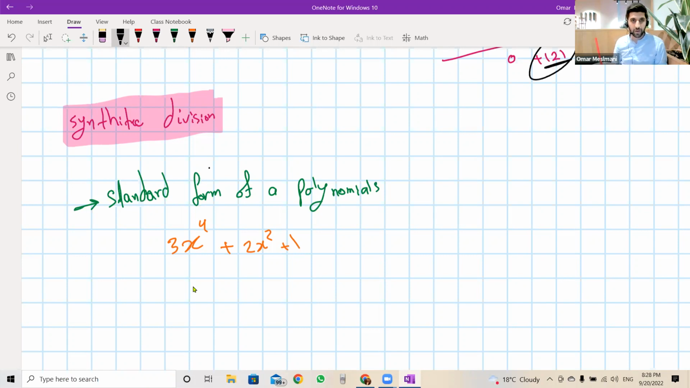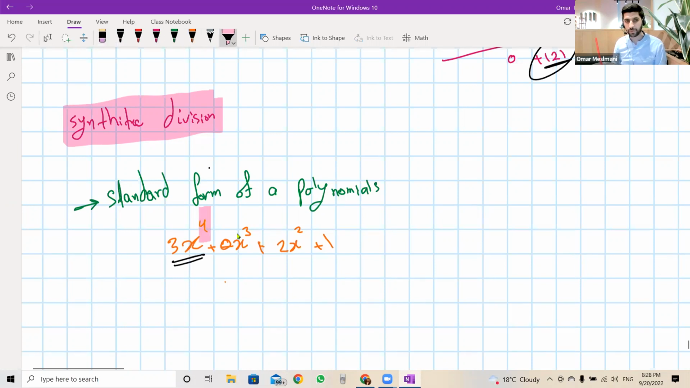Look, now here I have a power 4, yes? Do we have a power 3? Do you see power 3? No. So what should I do? I'm just going to move them to the right somehow. Please move to the right somehow. And it's going to be plus 0x cubed. All right? Plus 0x cubed. You see? All right. Now that's good.